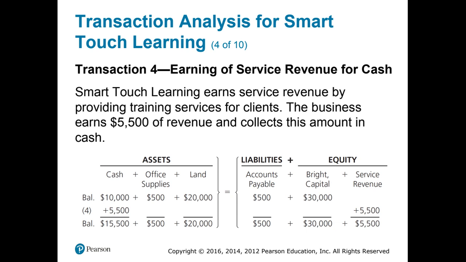So our revenue is also going to go up by the same amount, and our revenue falls in our equity accounts. So our cash went up by $5,500 and our revenue is going up by $5,500. Both sides balance because both sides increased by the same amount of money. Does anyone have any questions on that? Okay.